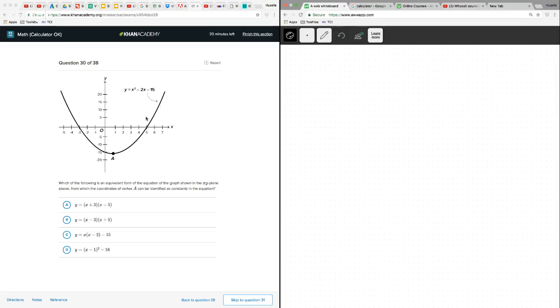All right, next, we got a function, x squared minus 2x minus 15. Which of the following is an equivalent form of the equation above from which the coordinates of vertex A can be identified as constants? So we need to put this in vertex form. The way you do that is by completing the square. So it's x squared minus 2x minus 15. How do we complete the square? We go like this: minus 2x, we take half of this and square it, which is just 1.